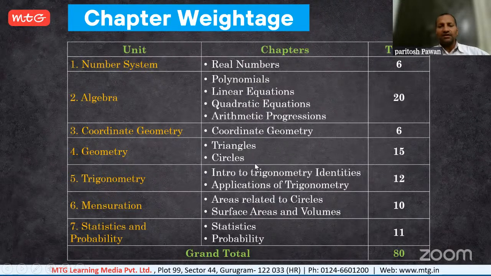Geometry will have triangles and circles. That triangle chapter we are going to cover today. That will carry 15 marks. Trigonometry is your introduction and applications of trigonometry, 12 marks. Mensuration, 2 chapters, which will carry 10 marks. Statistics, including probability also, will carry 11 marks. So total 80 marks will be there.